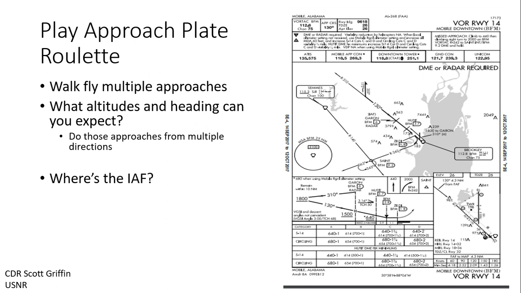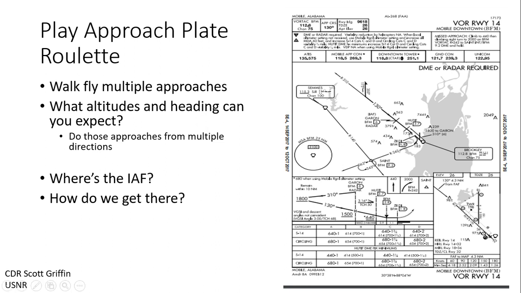Remember on those VORs, the big thing you need to ask yourself, and here's the VOR 14 Mobile Downtown, is where's the initial approach fix? And then, of course, once you know where that approach fix is, how do you get there? Now, I got to tell you, I've had a lot of students say the initial approach fix is here at Brookley VOR, but it's not. And by the way, this is in Alabama.